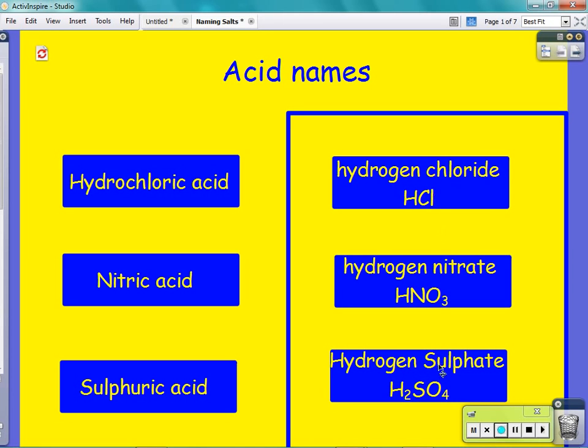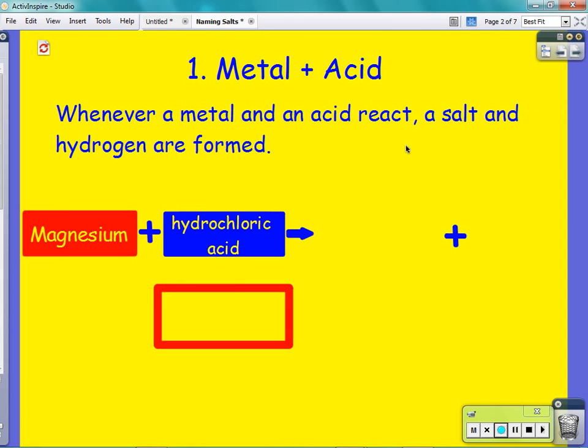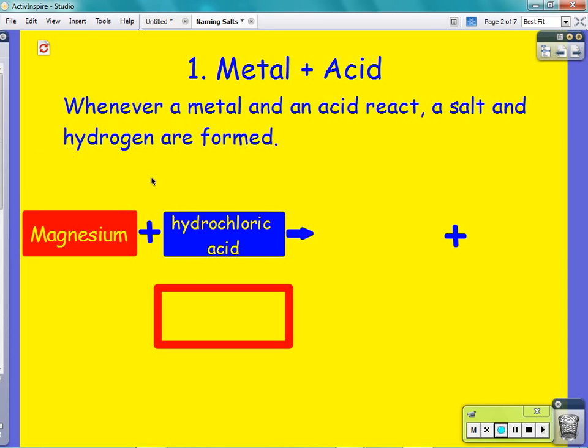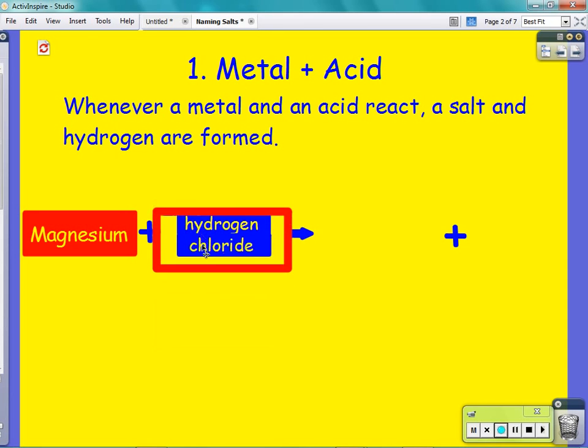Now you can use these names to help you figure out the names of the products formed. So for example, if I had magnesium and hydrochloric acid reacting together, you might be expected to figure out what the name of the salt and the byproduct are. So the key thing is whenever a metal on its own and an acid react, you get a salt and you get hydrogen forming. So remember, that other name is hydrogen chloride.